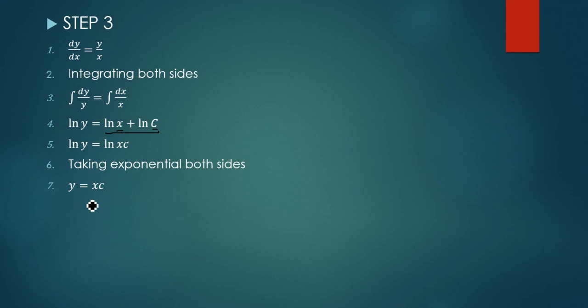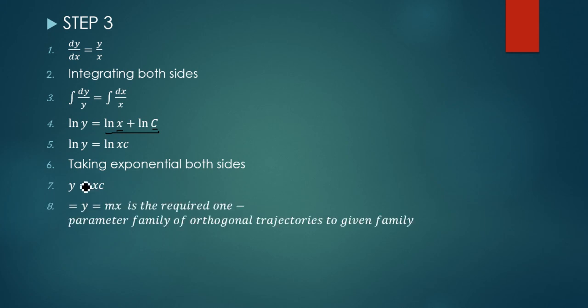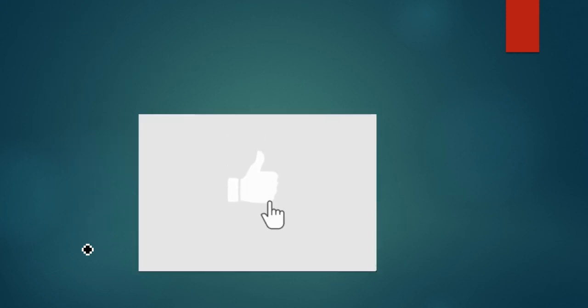So I discussed y equals kx, and here it is y equals xc. You can write it y equals mx as well. So this c is the constant, it can be k, c or m. So this is the required one parameter family of orthogonal trajectories to the given family. So this was the answer.